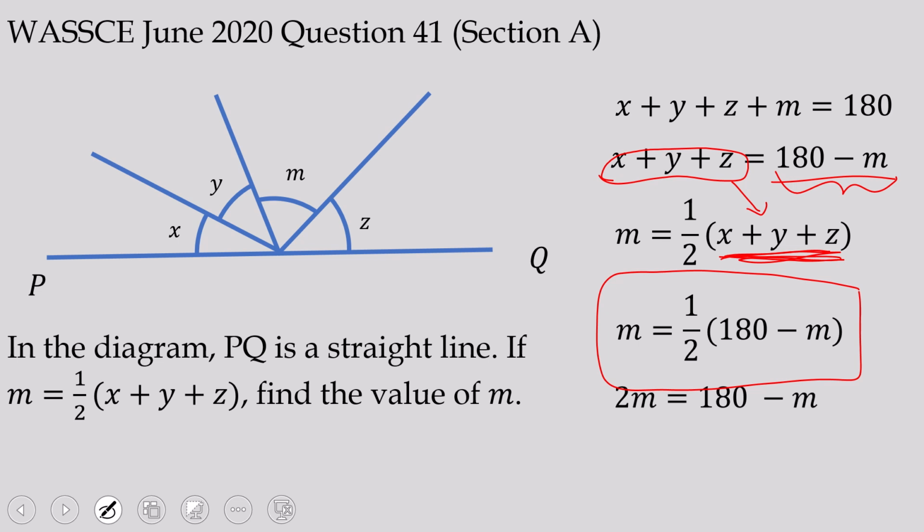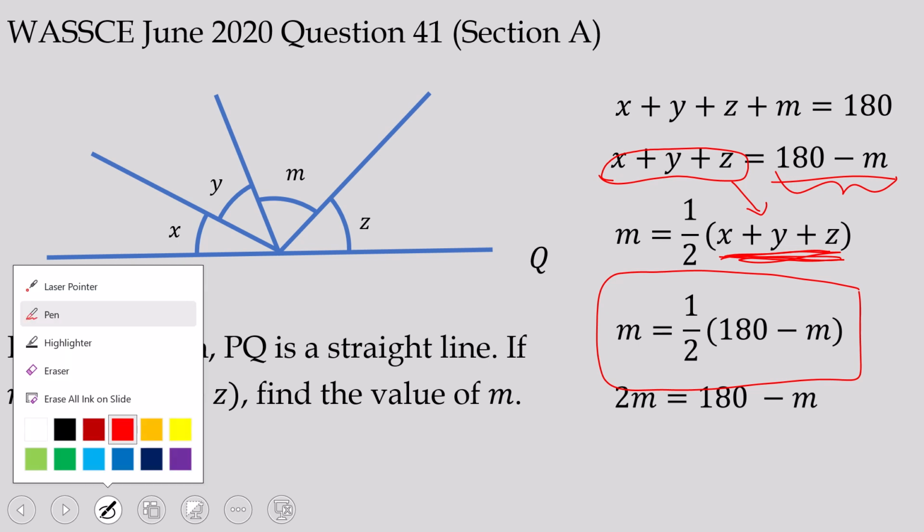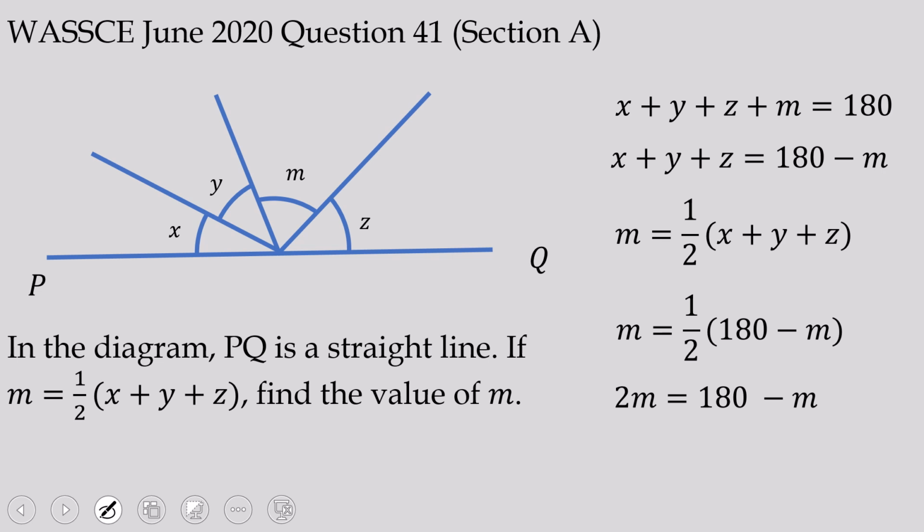So I'm going to start by multiplying both sides by 2. So I multiply this side by 2, I multiply this side by 2. Now this cancels this, and I end up with 2m is equal to 180 minus m. Then I move this to the other end, so it becomes positive, and I add it to the 2m, it becomes 3m. So I have 3m is equal to 180. I divide both sides by 3, and I get m is equal to 60. So therefore the m we are looking for is equal to 60 degrees.